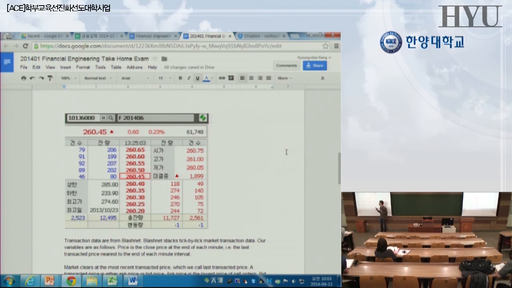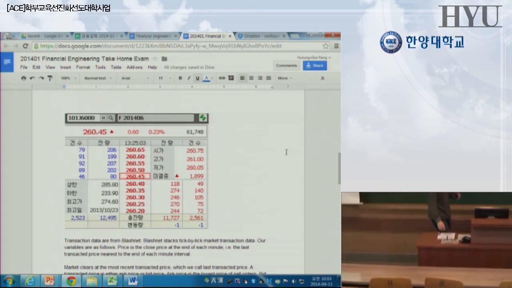My key intuition is that the gap between these two has predictive power over the future price, say 5 minutes later, 10 minutes later, something like that. So I did that investigation. Here is a hint for this analysis of mine.